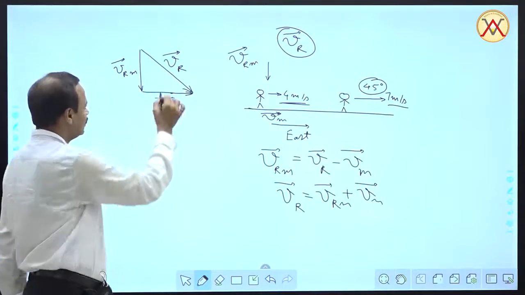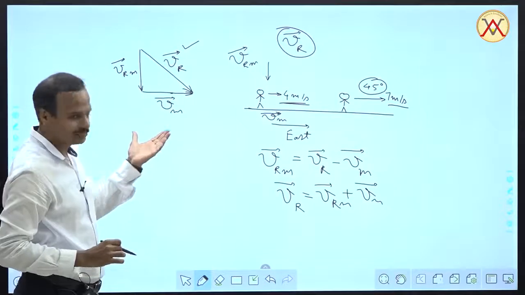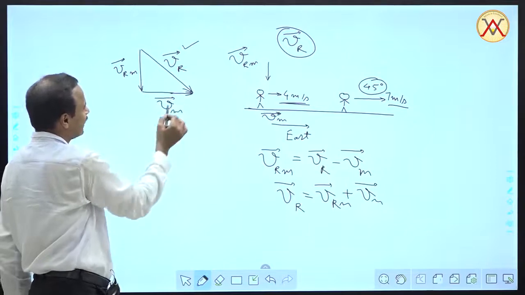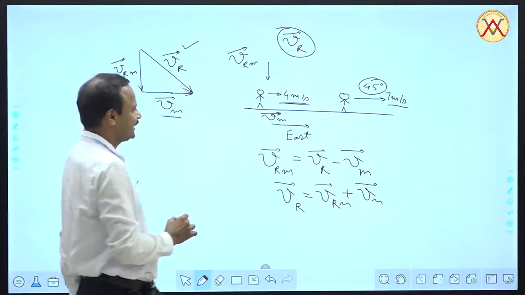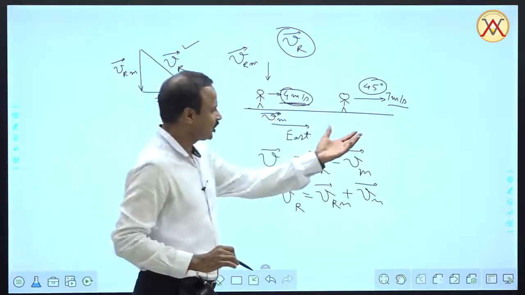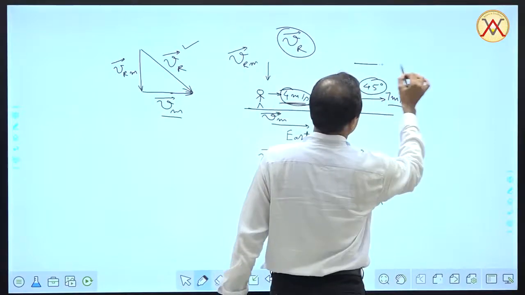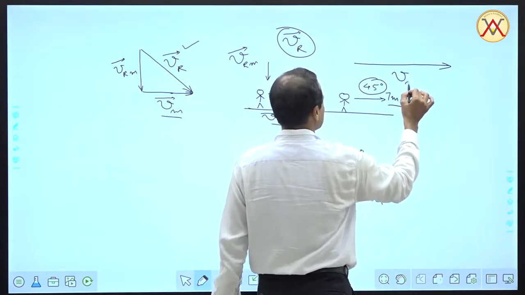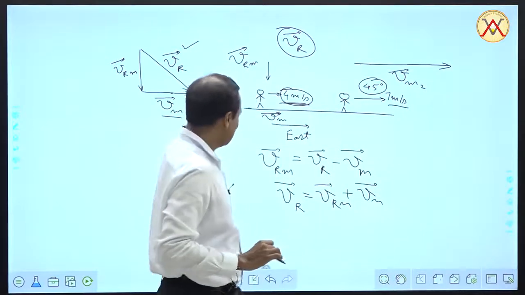Now, what information about Vr vector can you get from this vector triangle? You can see that the horizontal component of Vr vector is same as that of Vm vector, and that is your how much? 4 meters per second. Now, let me draw the vector triangle for this case. In this case, of course, the velocity of man has increased to 7 meter per second. I am writing this as Vm2 vector, velocity of man in second case, Vm2 vector.